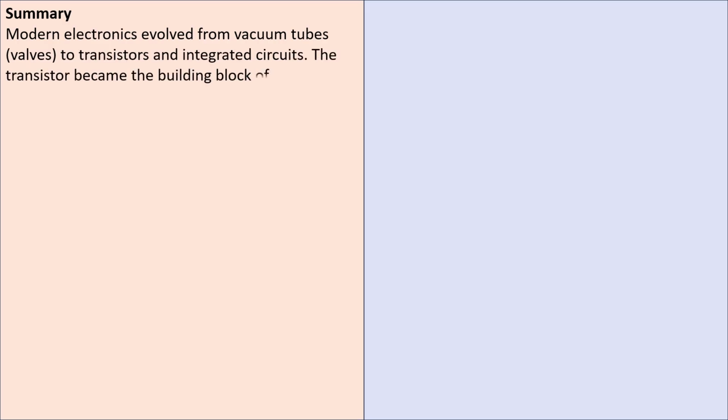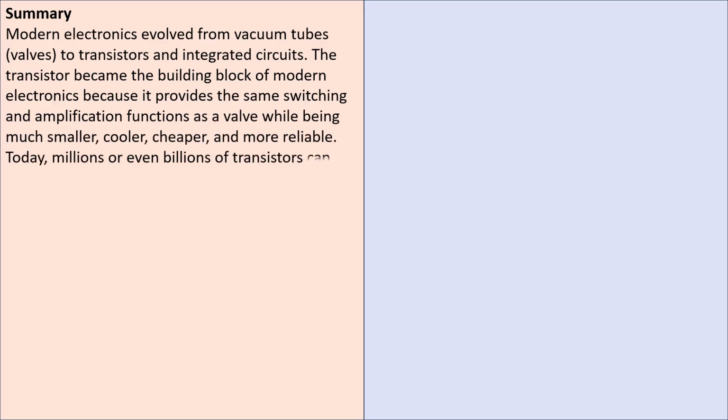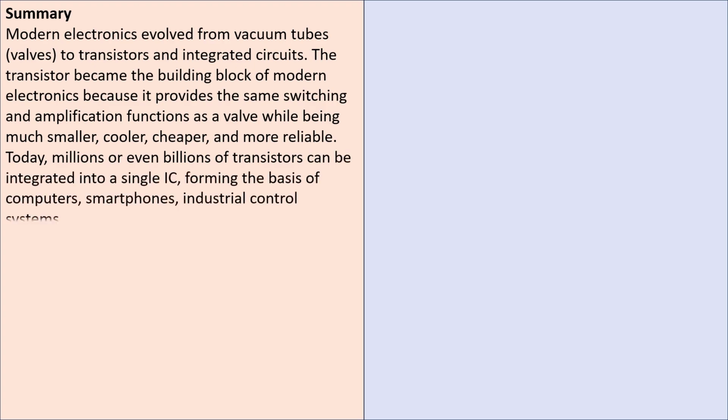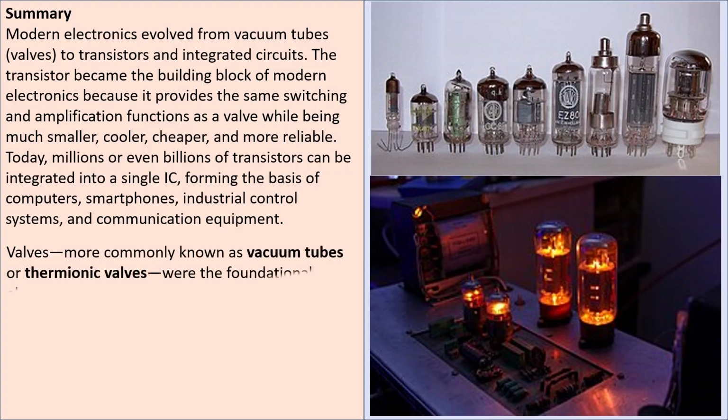Summary. Modern electronics evolved from vacuum tubes, valves, to transistors and integrated circuits. The transistor became the building block of modern electronics because it provides the same switching and amplification functions as a valve while being much smaller, cooler, cheaper, and more reliable. Today, millions or even billions of transistors can be integrated into a single IC, forming the basis of computers, smartphones, industrial control systems, and communication equipment.